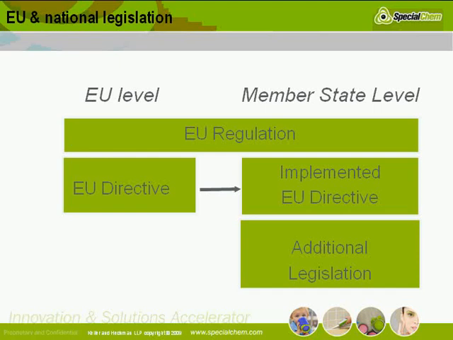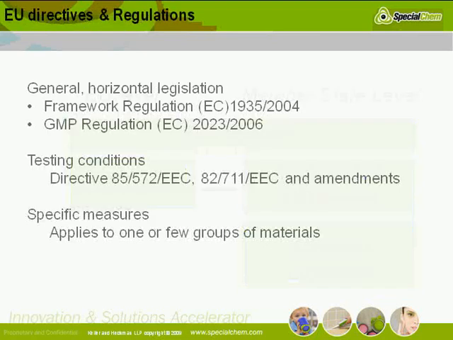In addition to that, member states are allowed to issue legislation on member states legislation, as long as it's not something which is already covered by an EU directive or an EU regulation. So it must be really something additional. So that means that in principle, in every member state of the 27 member states, you can have a different situation.